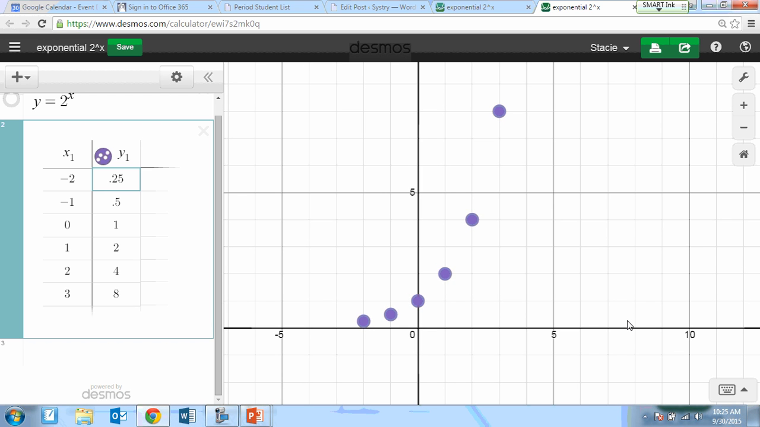Everybody see that? So we've plotted 6 points. Now let's look at the graph and see how it looks. It's going to keep shooting up really high on the right-hand side, and it's going to get very, very close to the x-axis, but never cross it, never touch it. Okay?